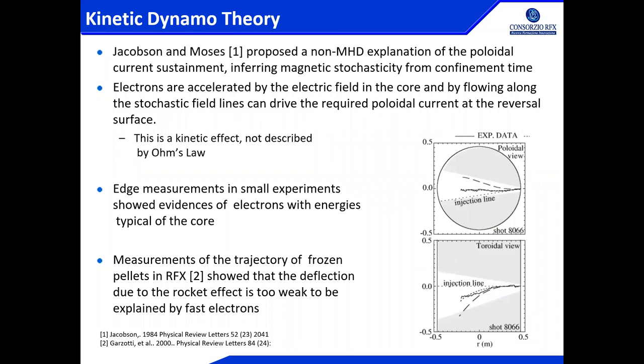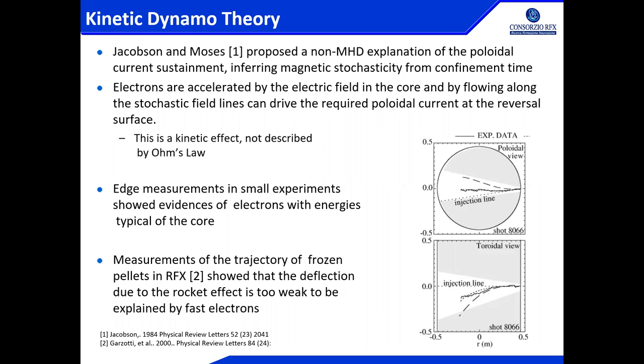Just to mention, MHD was not the only possible solution about what drives this poloidal current. There was an idea brought about by the American colleagues of ZT40 that it is fast electrons. Again, there is stochasticity. Stochasticity makes these electrons flow along these lines. And if they are in sufficient number, they can drive the required poloidal current. There were some measurements in the old experiments showing that actually fast electrons, so electrons with energies typically of the core, were in the edge. They were not typical of the temperature measured at the edge.